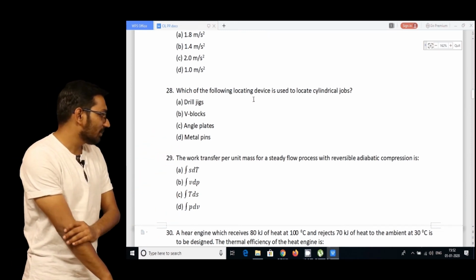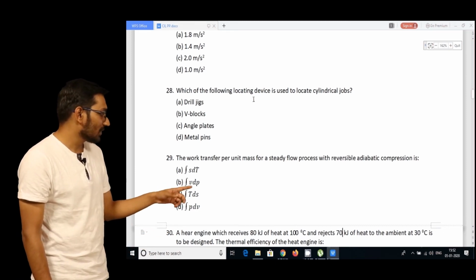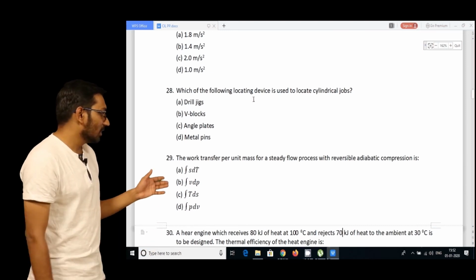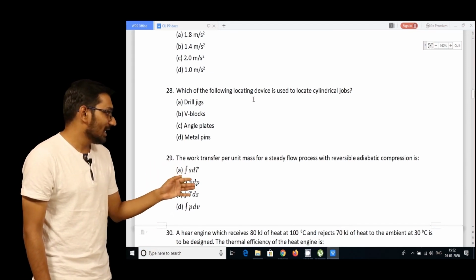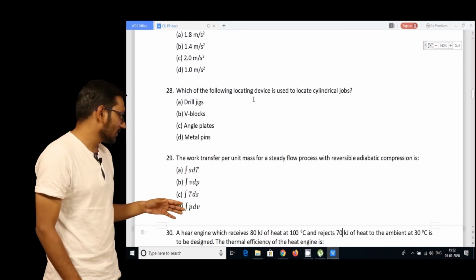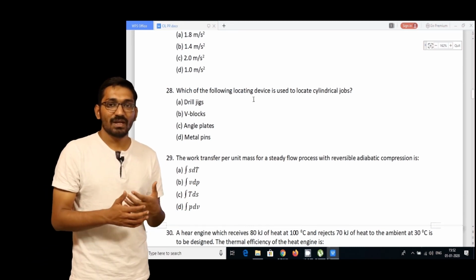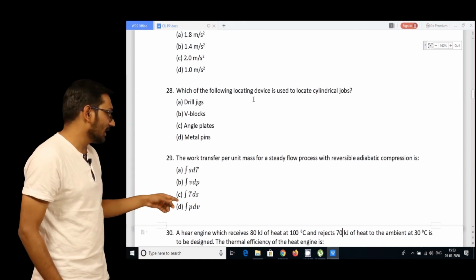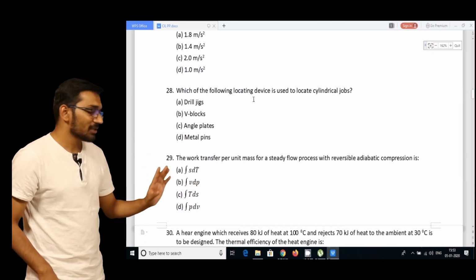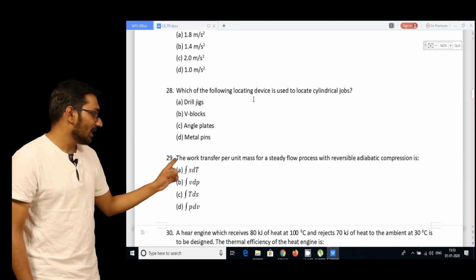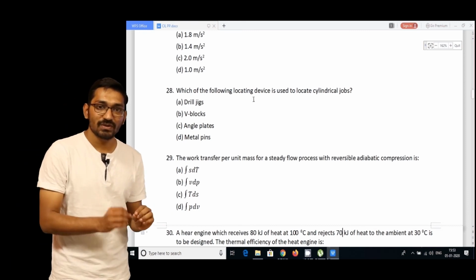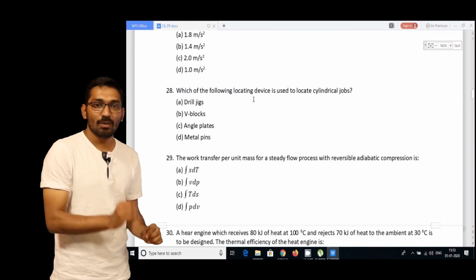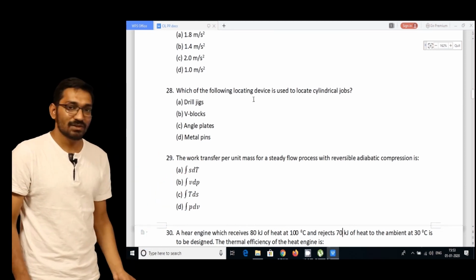Next is, the work transfer per unit mass for a steady flow process with reversible adiabatic compression is. Right, he is asking what is the work transfer for a steady flow process. Steady flow process means that the system is an open system, not a closed system. So the open system work will be the integration of VdP, that is option B. The integration of PdV will not be the option, because the integration of PdV is a closed system work, not an open system work. He is asking steady flow, which means an open system. So the answer will be the integration of VdP.